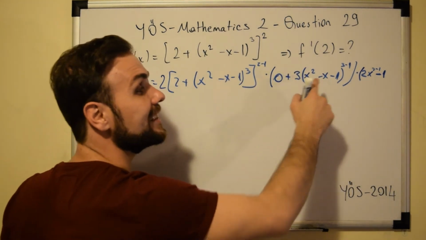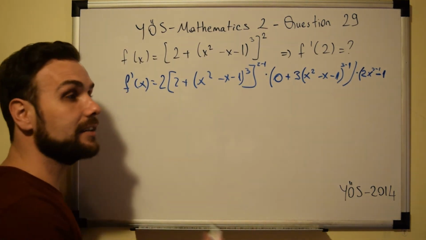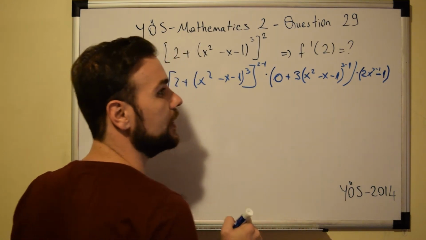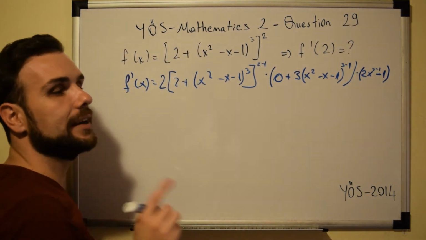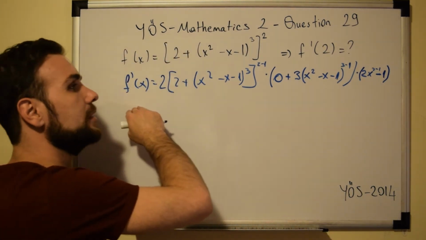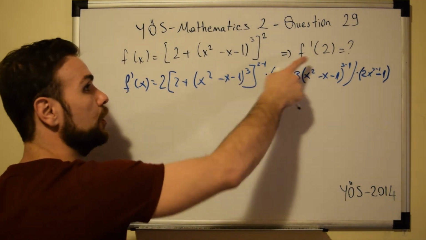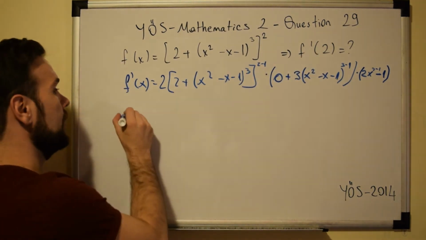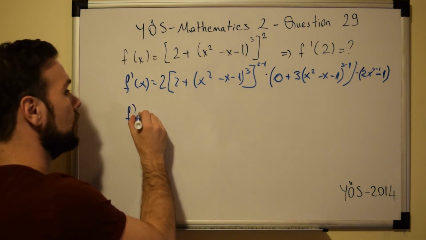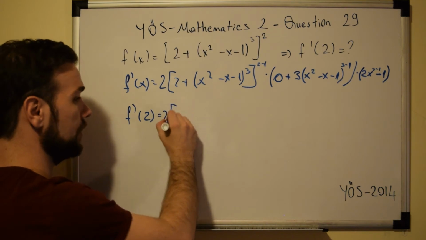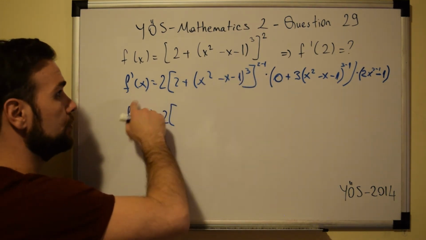And 1 doesn't have x as a factor, therefore it becomes 0. So what do we have here? We just have 2x minus 1. Now that we found the derivative of f(x), all we have to do is substitute 2 for x. So we find the derivative of f(2).